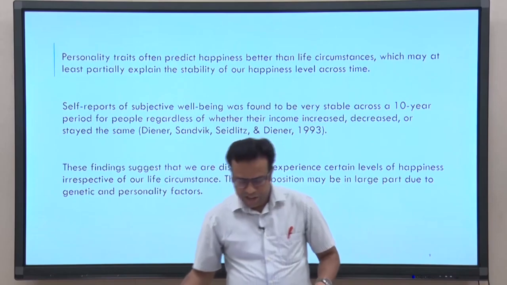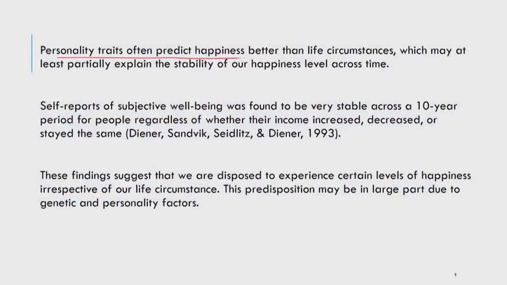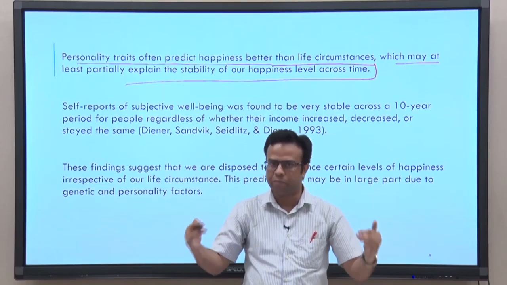Personality research generally shows that personality traits often predict happiness better than life circumstances. We have seen in one past lecture, on sociodemographic factors, that they don't play that strong a role. Our life circumstances don't play a very strong role in terms of our happiness level. Personality traits are a better predictor of happiness than life circumstances, which may also partially explain the stability of our happiness level across time. So, this also explains why happiness level is generally stable.